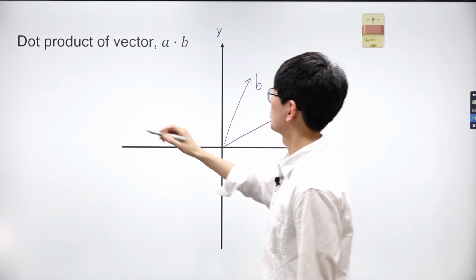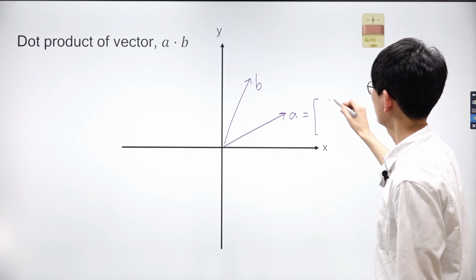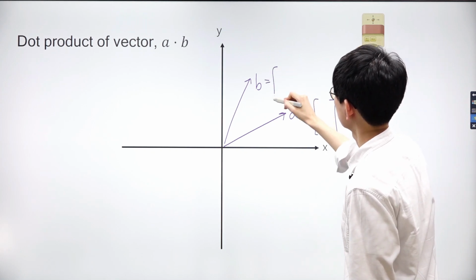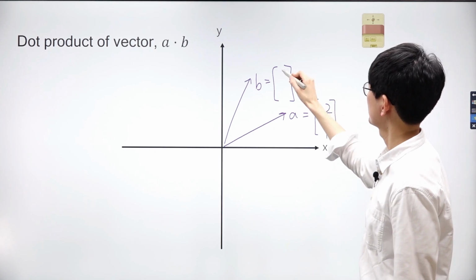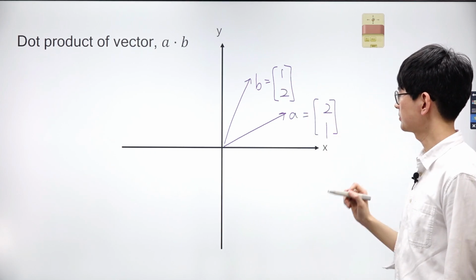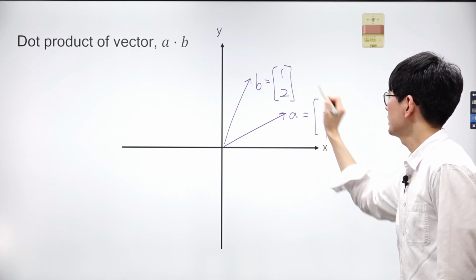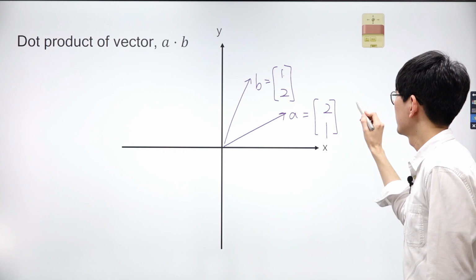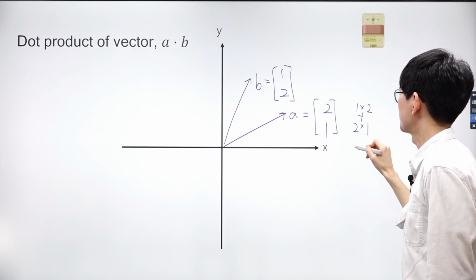However, there's another way to define the dot product. Let's consider vectors A and B on a two-dimensional plane. Both vectors A and B have two components. Let A be (2, 1) and B be (1, 2). The dot product of vectors A and B equals the sum of the products of their corresponding components, resulting in a value of 4.